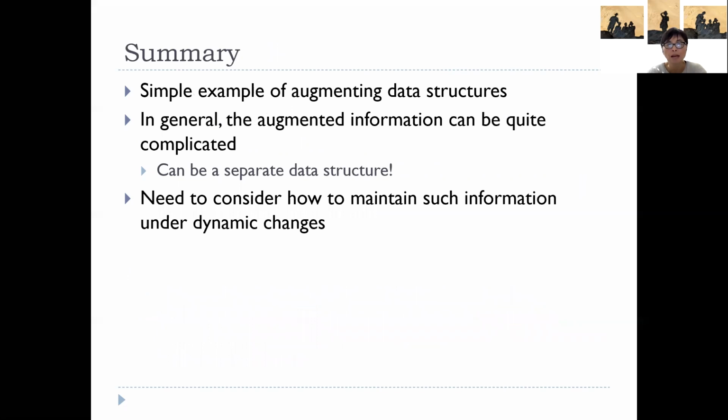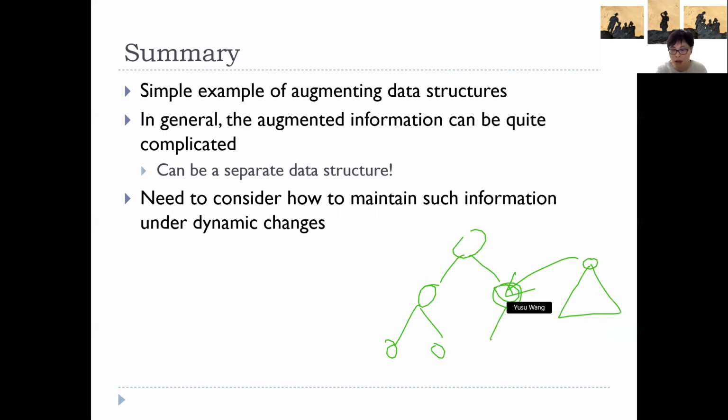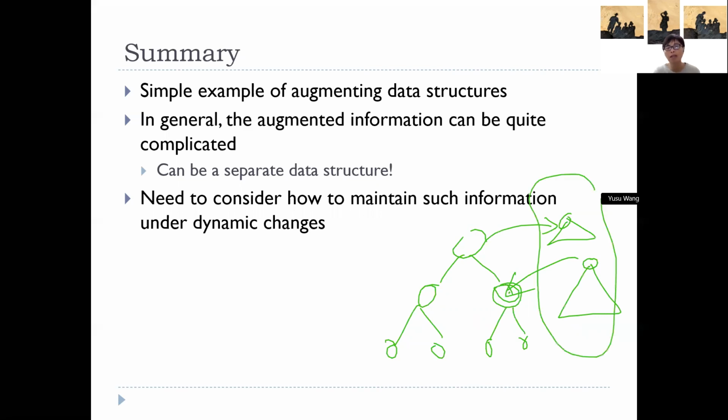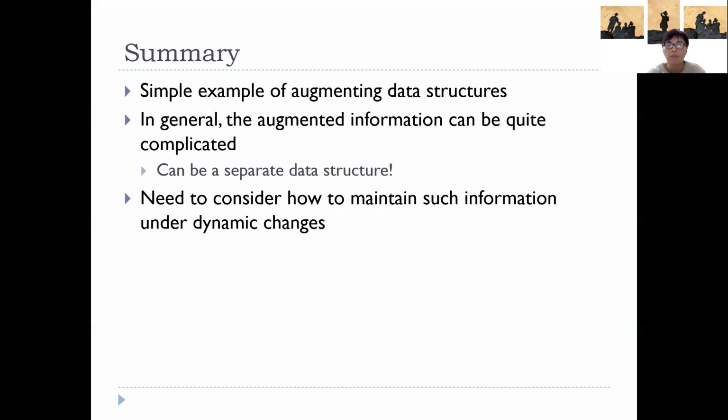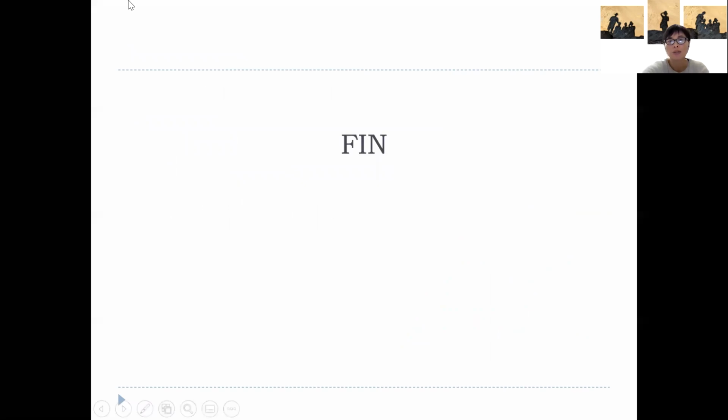So this is just one very simple example of augmenting data structures. In practice, given some data structure, say maybe a tree, sometimes the actual information you want to augment at each node can be very complicated. It can be, in fact, a separate tree data structure, so you associate another tree to each of the nodes. A lot of efficient data structures, including those for databases to support range queries, actually have this very complicated augmented structure. But we just gave a very simple example. Okay, that's all that I want to talk about today.